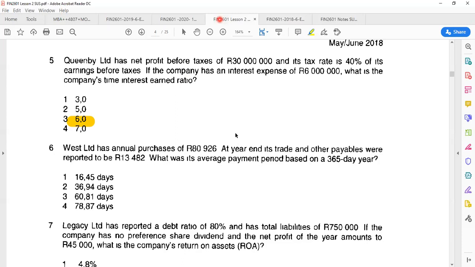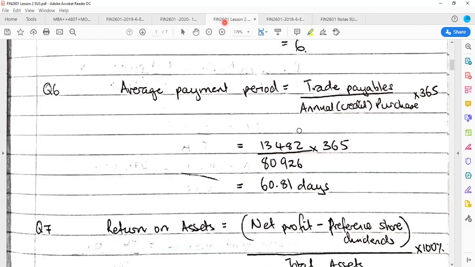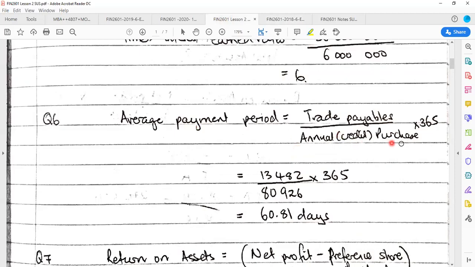Okay. And then the next question you had to do was question 6. This is of 80,926. At year end, its trade and other payables were reported at 13,482. What is the average payment period based on 365 days a year? Again, you start with your formula.